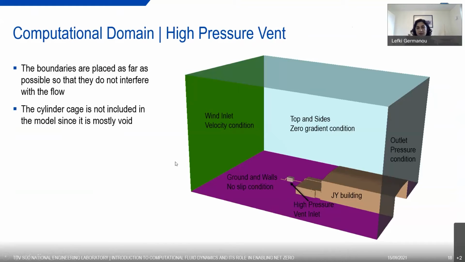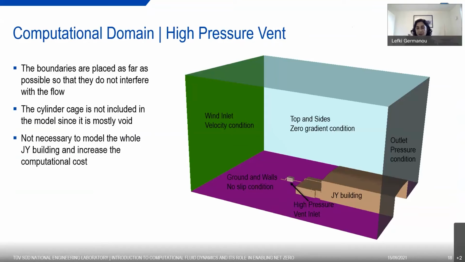Additionally, you can observe that the cylinder cage here is not included in the model since it is mostly void, and including that would add a lot of computational cost in order to picture this geometry accurately, but actually doesn't contribute much to the flow. The same applies to the James Young building, of course, focusing at the end of it to the right. This is the reason why we cut it almost in half, because this part of the building doesn't affect the flow in the area of interest.